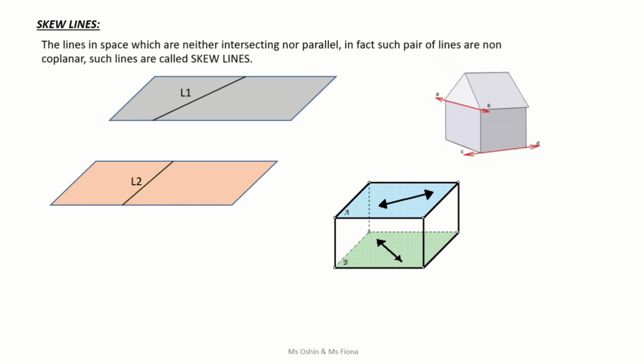Other examples, if I have to give, observe the line AB and CD. They are on completely different planes. They are not parallel to each other, and also they never intersect. So AB and CD are also an example for the skew lines.